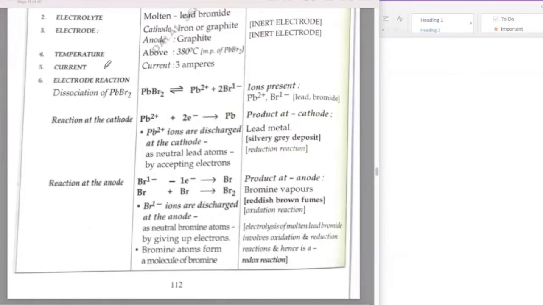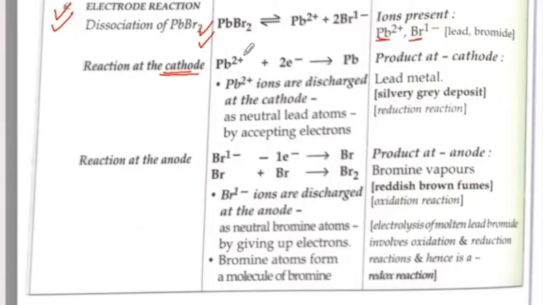Now, whatever is here, nobody is going to ask you this, but the electrode reaction is very important. So dissociation, this is very simple. Everybody should know this. Which are the ions? Pb2+ and Br1-, correct? Now Pb2+ is a cation, so it will migrate to the cathode, correct? So Pb2+ will come here. Now the cathode is rich in electrons, correct?